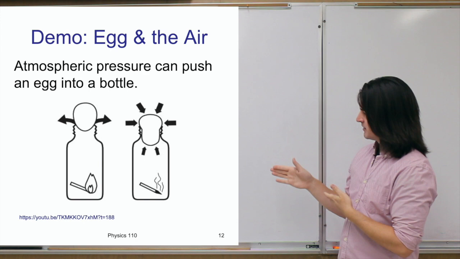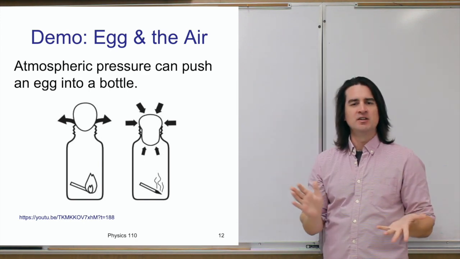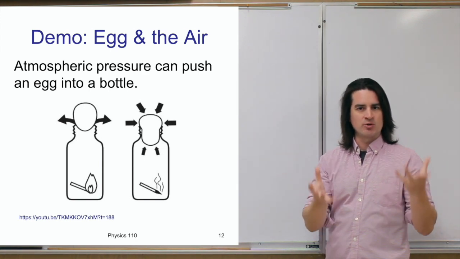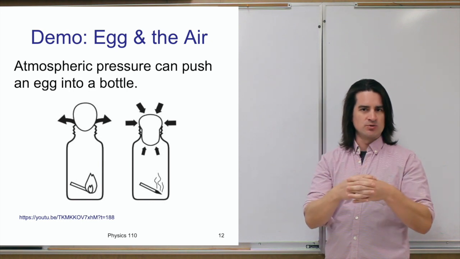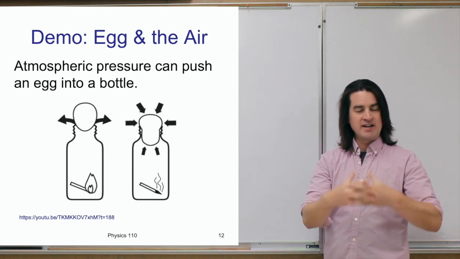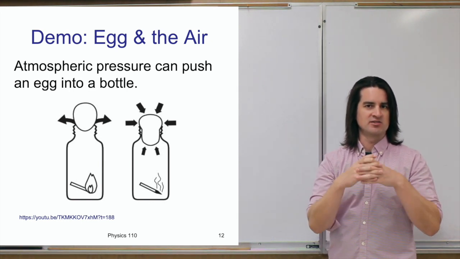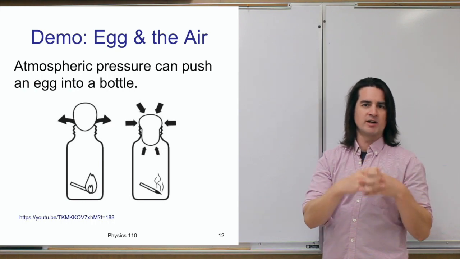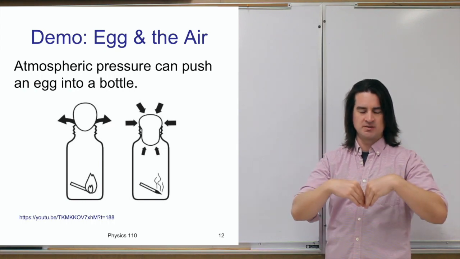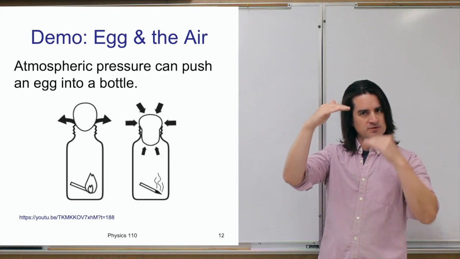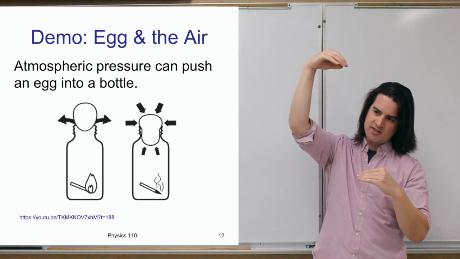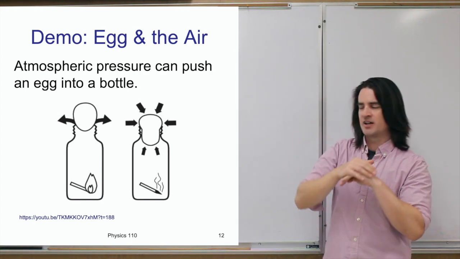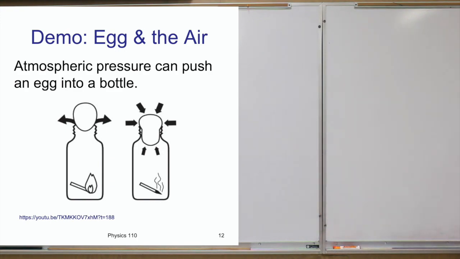But once that paper goes out, you're no longer heating up that gas. It cools back down to its normal temperature, and now there's less air in there, it's less dense, it's at a lower pressure than the air outside, than the atmosphere. So now we have a difference in pressure from the outside to the inside. Higher pressure outside is going to push down on the egg, it's going to shove that egg into the bottle.